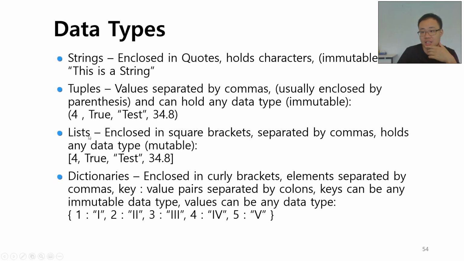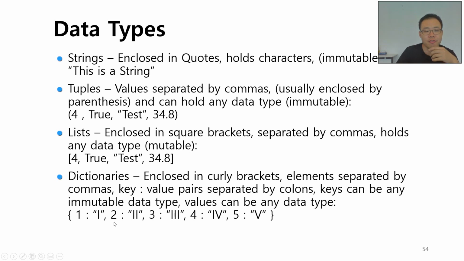Strings, tuples, and lists have orders. They are ordered. So I can say the first element is T here, the uppercase T in this string. This is a string. And the first element of this tuple is 4 here. The first element of this list is 4 here. But the elements in dictionaries are not ordered. They are not ordered. Okay?